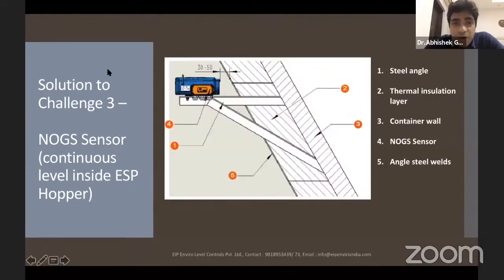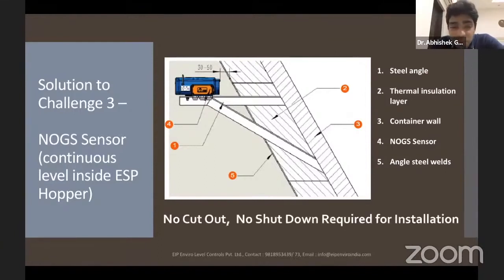And how is it installed? If you see the blue picture over here, this is the NOGS sensor, and it is installed 30 to 50 mm away from the aluminum cladding. What you see over here, point number 3, is the wall of the ESP. Serial number 2 is the insulation layer, and outside, 5 is basically the cladding. So you see this NOGS sensor is installed outside the cladding, which means there is no cutout, no shutdown required for installation. This is amazing because you're installing something absolutely outside the hopper.